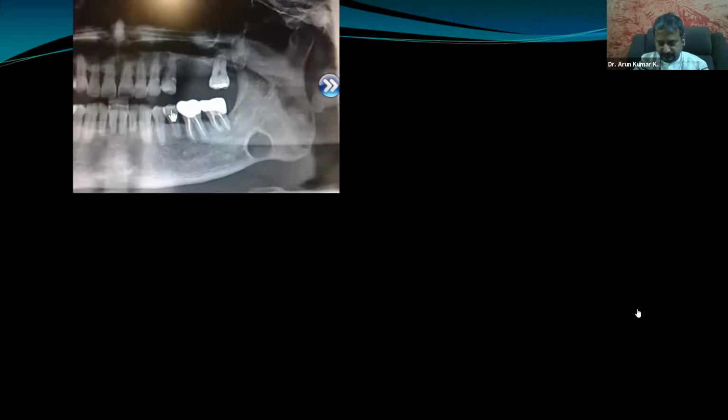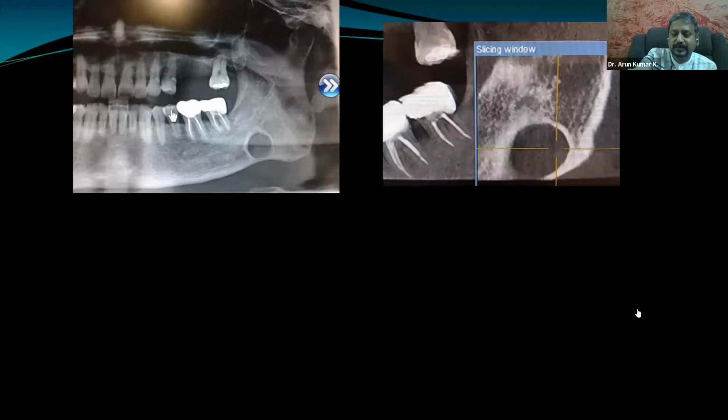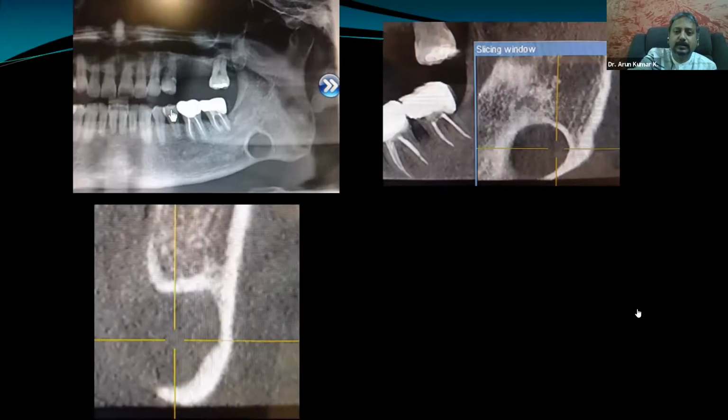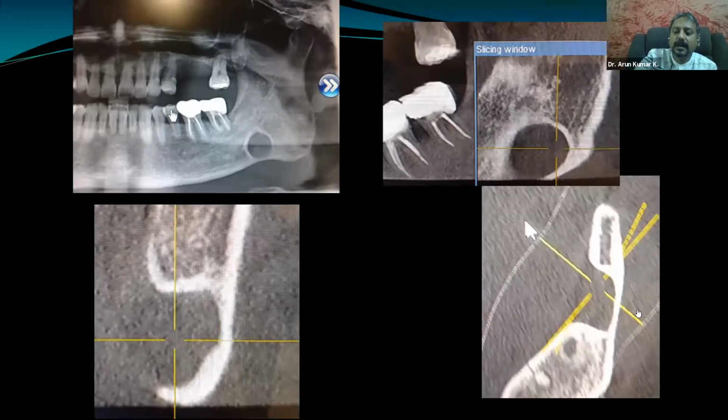Identify what this is. A Stafne cyst. Perfect, that is correct straight away. It's a Stafne's cavity. Team 18 will get 2000 points. That is the other views. That is a CBCT view. This is your coronal section, and that is your axial section. So team 18 gets 2000 points straight away.